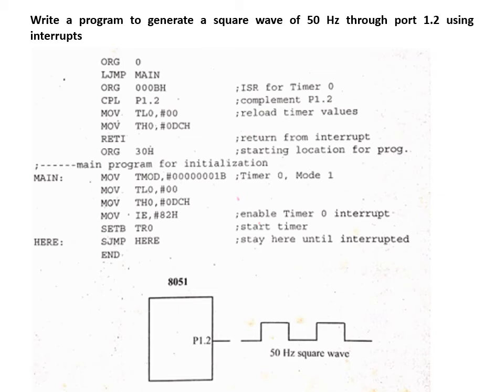Then we have to program the IE register. Whenever interrupts are used, the IE register has to be programmed. The EA bit, the first bit, is made 1. Then we have to make timer 0 interrupt enable. So the value to be loaded into the IE register is #82H. Then we need to start the timer.